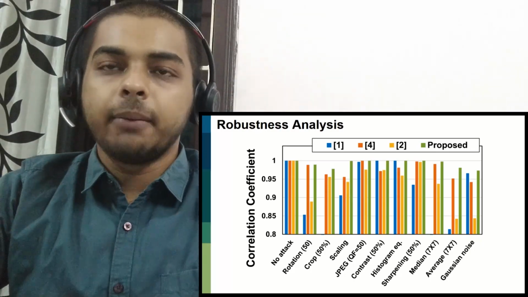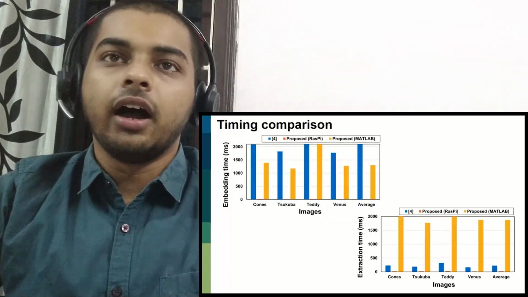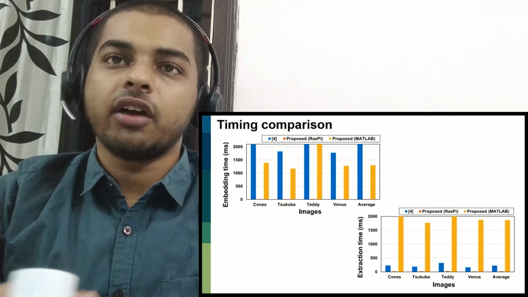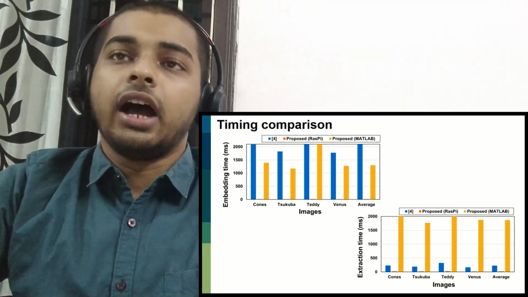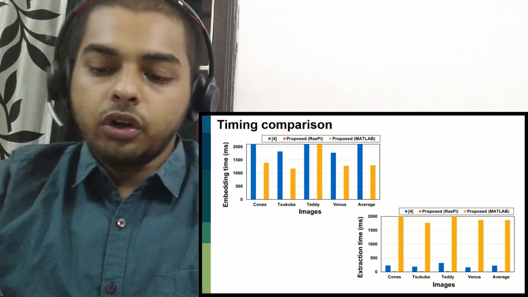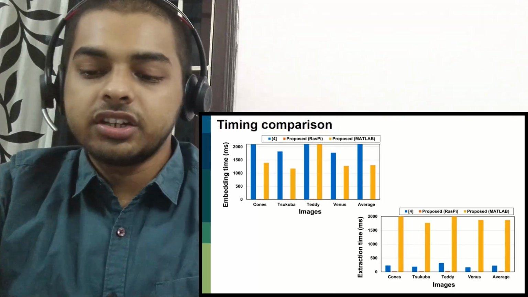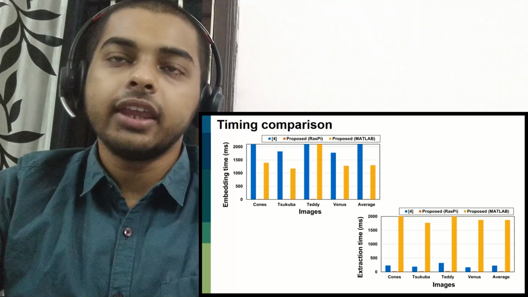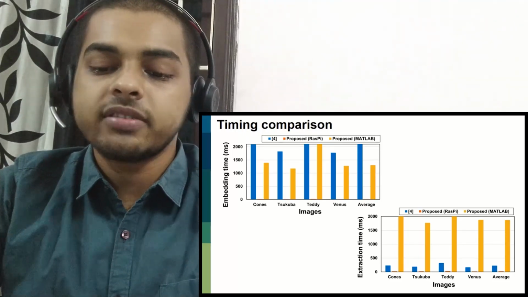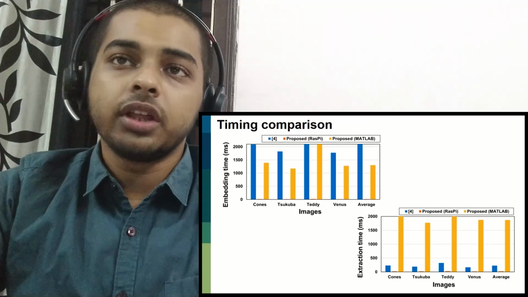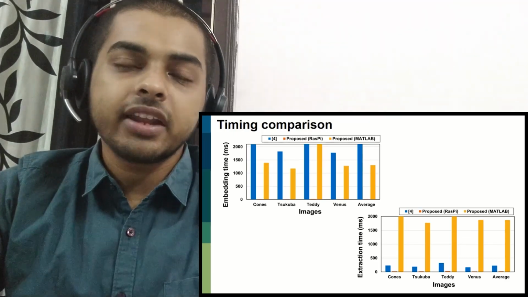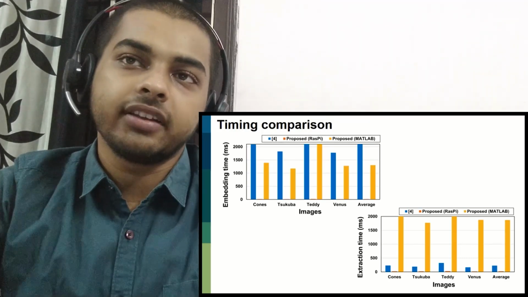So this is the timing comparison of our proposed method with other methods, as well as our proposed Raspberry Pi and our MATLAB implementation. So here we can see that for both the embedding time and the extraction time, the proposed method's Raspberry Pi implementation has the lowest time recorded in comparison to the proposed method's MATLAB implementation or the other state-of-the-art methods' implementation.